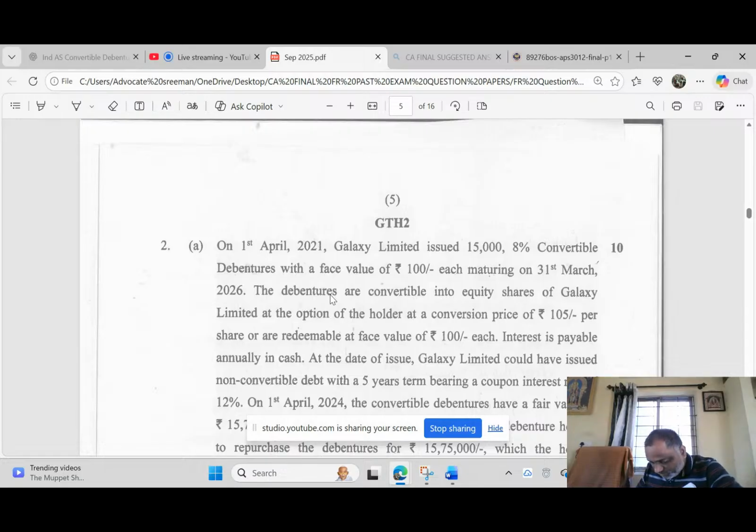1,20,000 into 3.604, which is 4,32,480. See, for 15 lakh worth of the convertible debentures, the interest component for 5 years is coming around 4,32,480 at the discounted rate of 12 percentage. Okay, because the market rate is 12%.